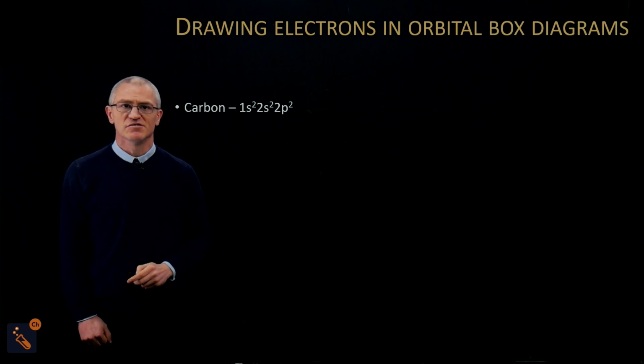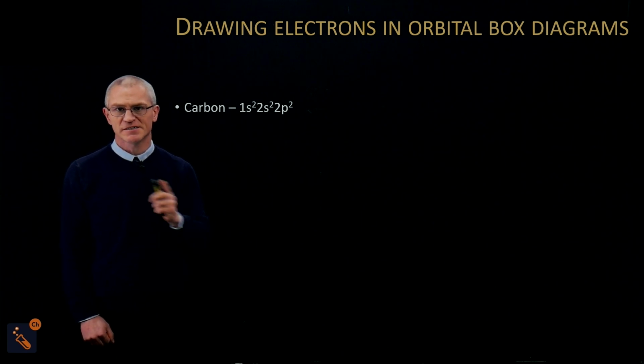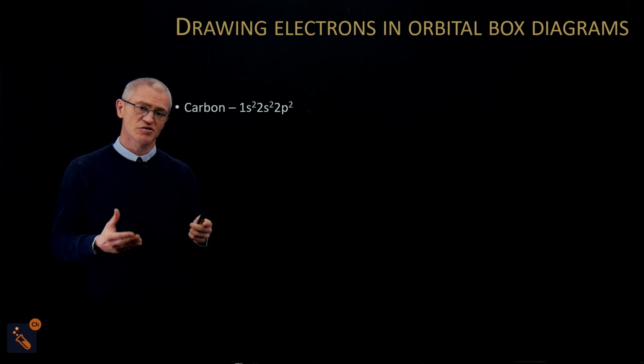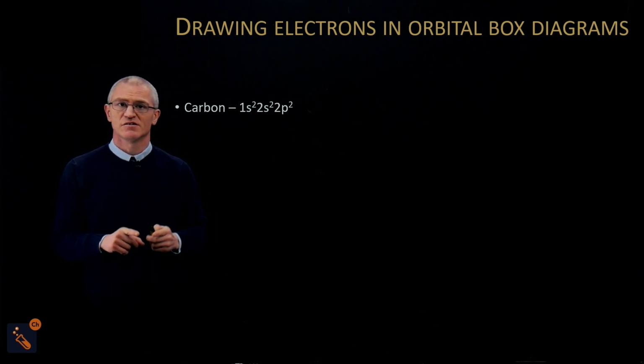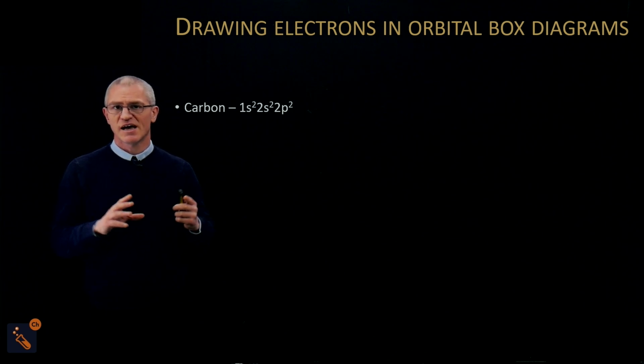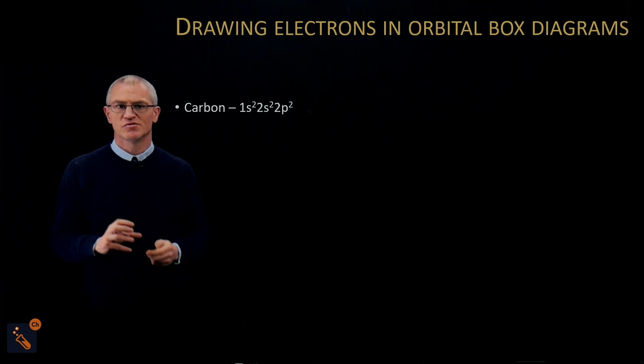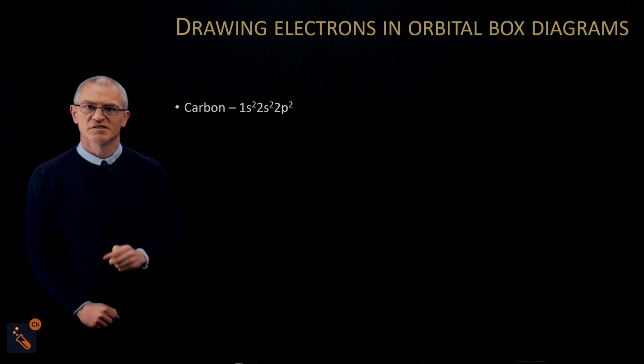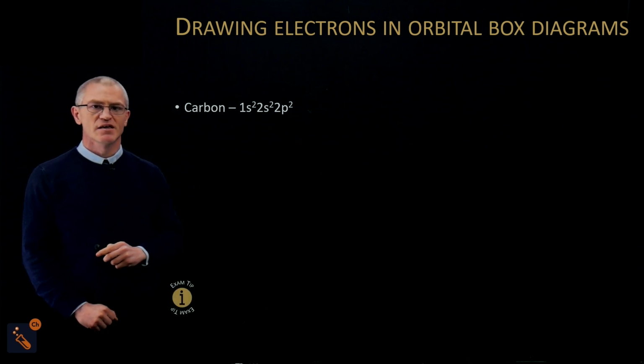Right, drawing electrons in orbital box diagrams. Now, each orbital is shown by a box. So we're going to show how the electrons go into the orbitals and what order they go in. Now we need to do some golden rules for this and some exam tips, so let's do it.